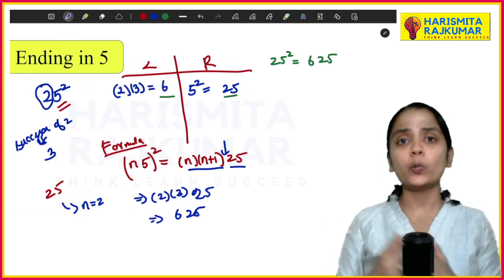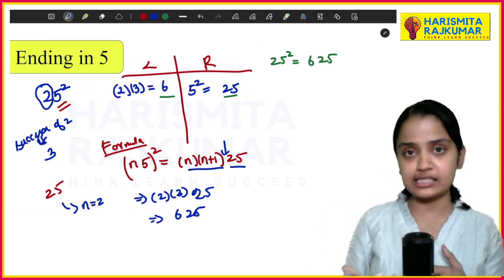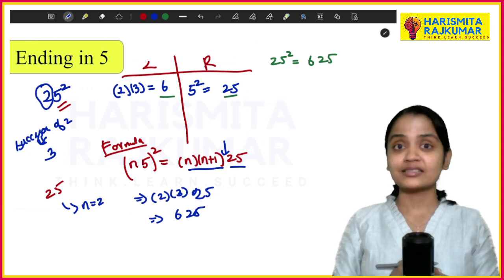In the next video, we'll be seeing the squares of numbers ending with 4, ending with 6, etc. So just wait for the next video.